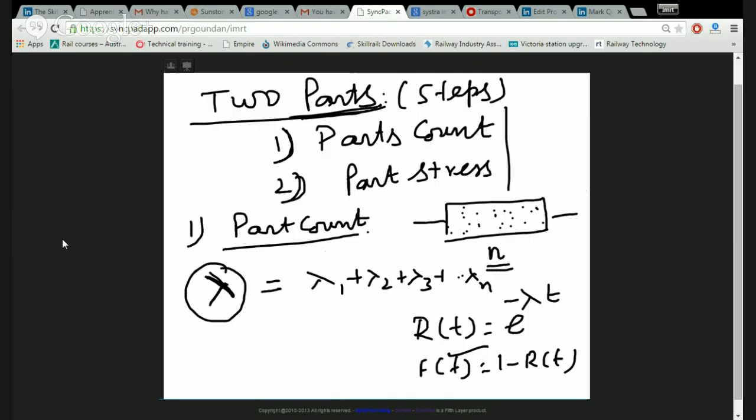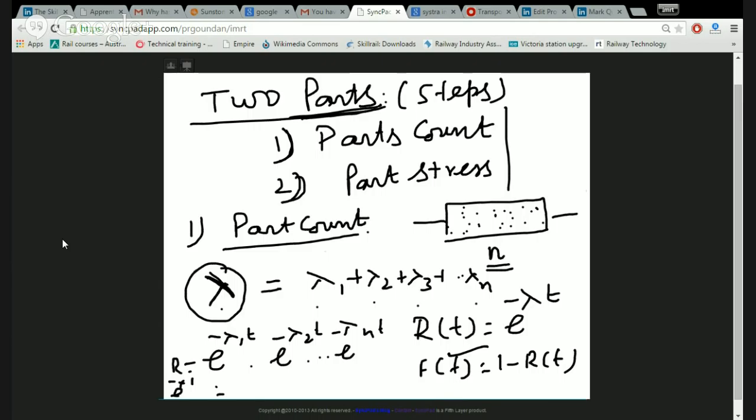This is nothing but the sum of the lambdas. How did we get the sum? Because they are in series. Yesterday also I told you, e power minus lambda 1 t, e power minus lambda 2 t, etc., e power minus lambda n t, equal to the total reliability. So this is nothing but e power minus lambda t, if you put lambda equal to lambda 1 plus lambda 2 plus lambda 3 plus ... lambda n. So this is the principle involved. It's nothing more than this.